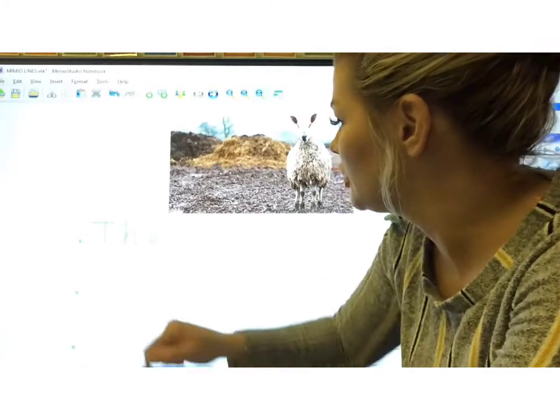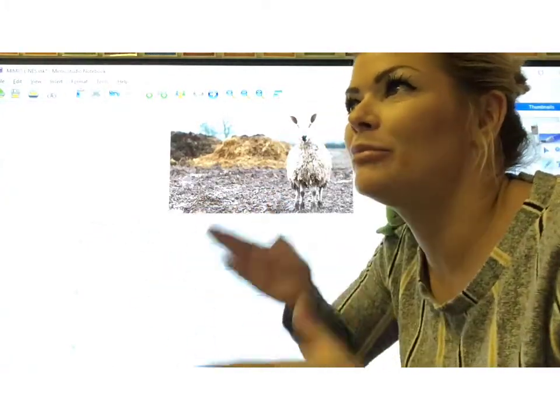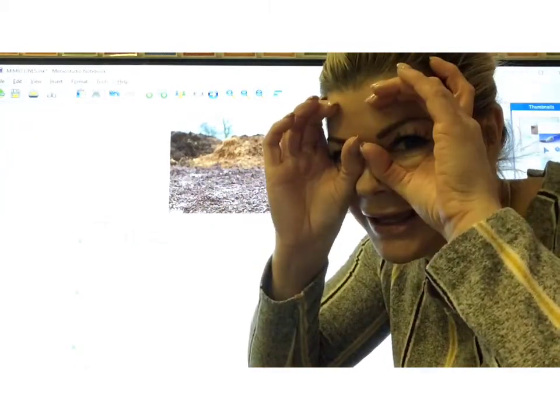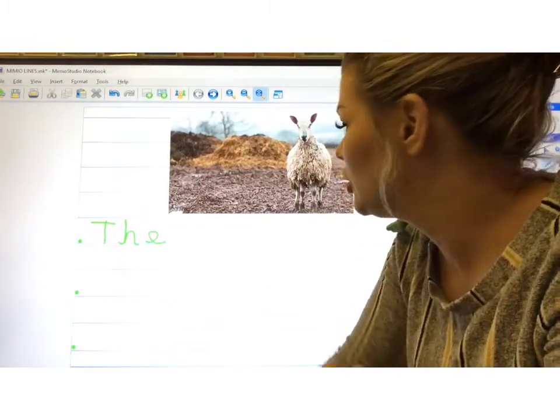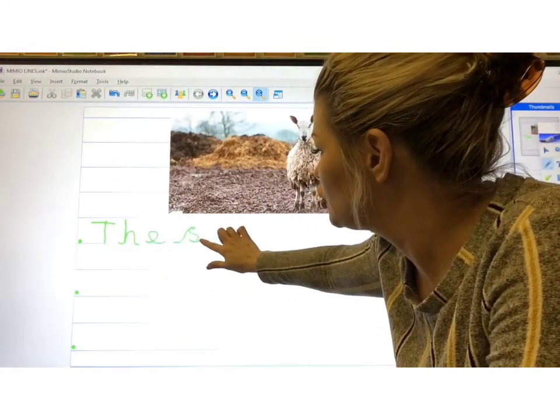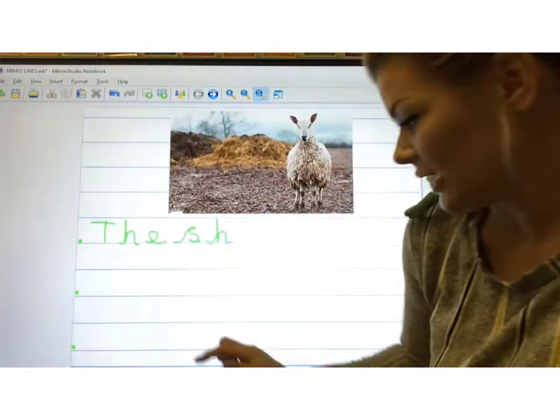Sheep. Sheep. There's two digraphs in that. Sheep. You might need your digraph cards to help.